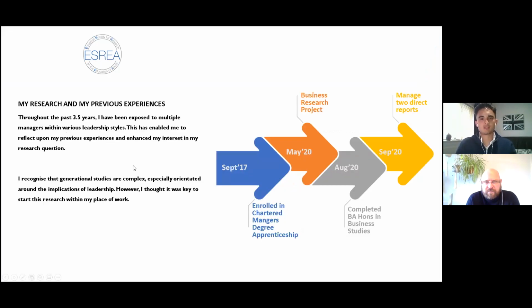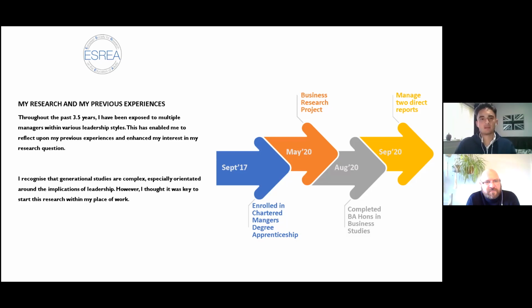And finally, I thought I'd summarize my research from my previous experiences within the workplace. I've now been with my company for 3.5 years and have been exposed to multiple managers with various leadership styles. For example, within the first 3 years of my apprenticeship, I had 5 different line managers. For me, I had to constantly adapt and learn because this enabled me to reflect upon my previous experiences in the workplace, but also enhance my interest in my research question.